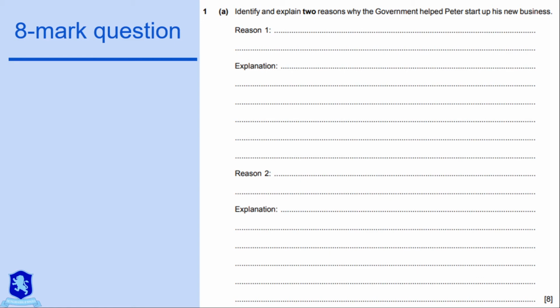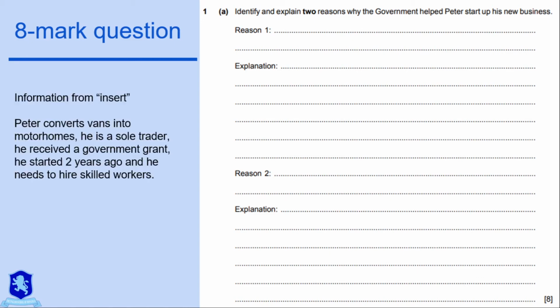In the case study, we are told that Peter converts vans into motorhomes, that he's a sole trader, that he received a government grant, that he started 2 years ago, and that he needs to hire skilled workers. So that's the information that is given in the case study. So we need to use this information in order to answer the question. In the question, we are asked why the government helped Peter.